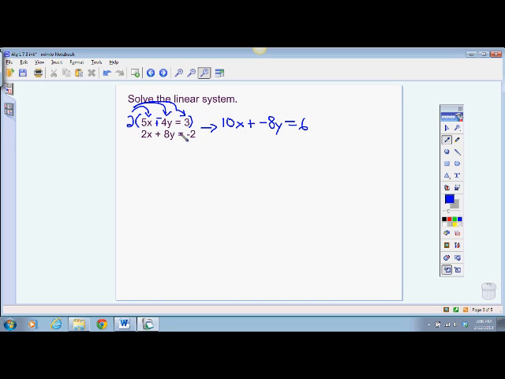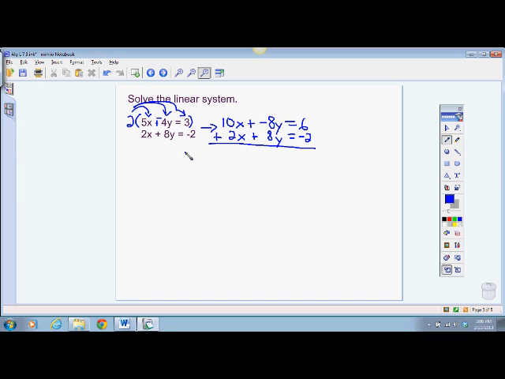Here's why I want to do that. If we just move this bottom equation over, I'm not multiplying anything here. I could have if I needed to, but I'm not at this time. The reason I did that is because now my y's are going to cancel out when I combine them. Okay, we're going to use linear combinations to solve.